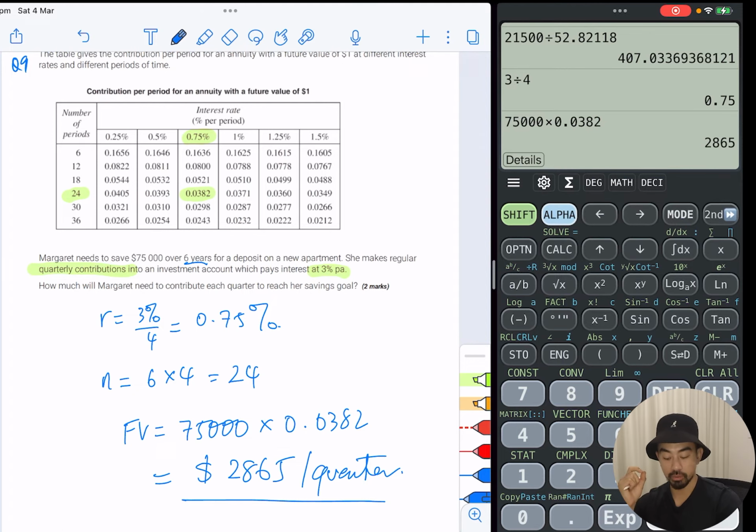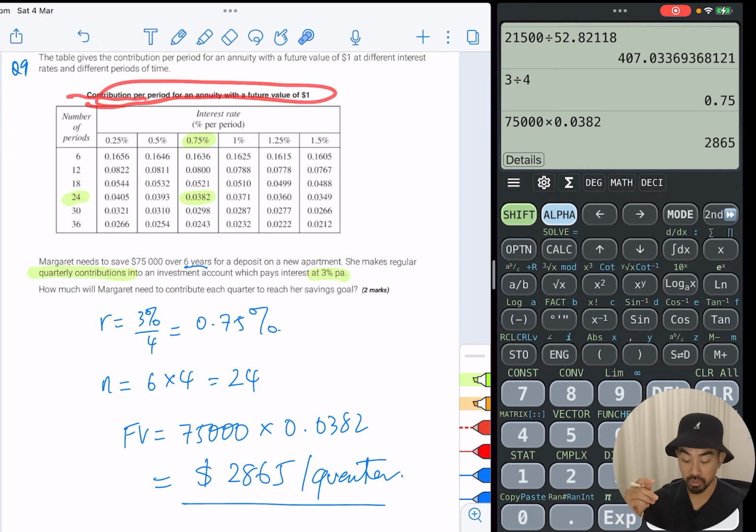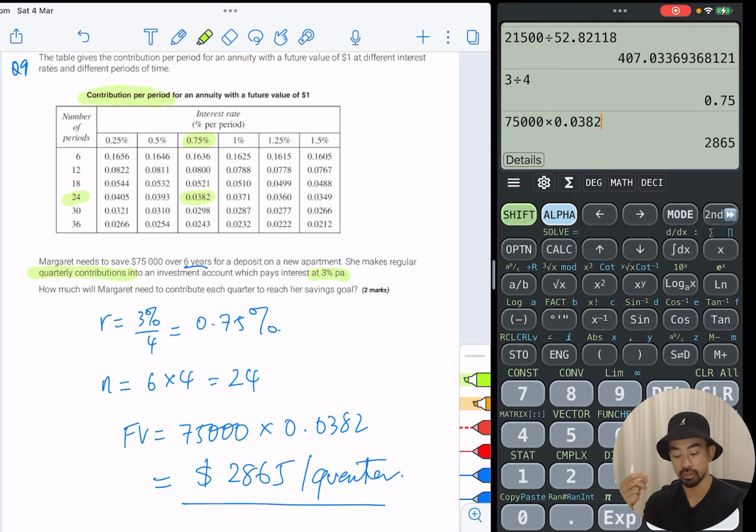Okay. Now, I kind of brushed over this, but for those of you who want to know why I actually times and didn't divide, which is what we've been doing before, is this keyword here, contribution per period, of an annuity of $1. So it's actually saying to you that this table is calculating the contribution. Okay, but once again, just common sense check it. So had I gone divide, I get some astronomical number, which is just not going to make sense for her to contribute each quarter. Okay, so that's why I kind of brushed over it.